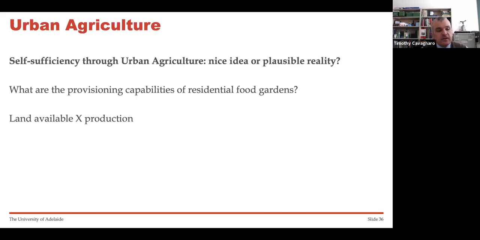So she's asking the question, what are the provisioning capabilities of residential food gardens? Right? And the way that you answer that question is you first need to work out how much land is available to undertake urban agriculture. Right? If you don't have enough land available, well, then that presents a real challenge. So we need to ask that question. And the second part of that equation is really around how much food can be produced on an urban agricultural site.